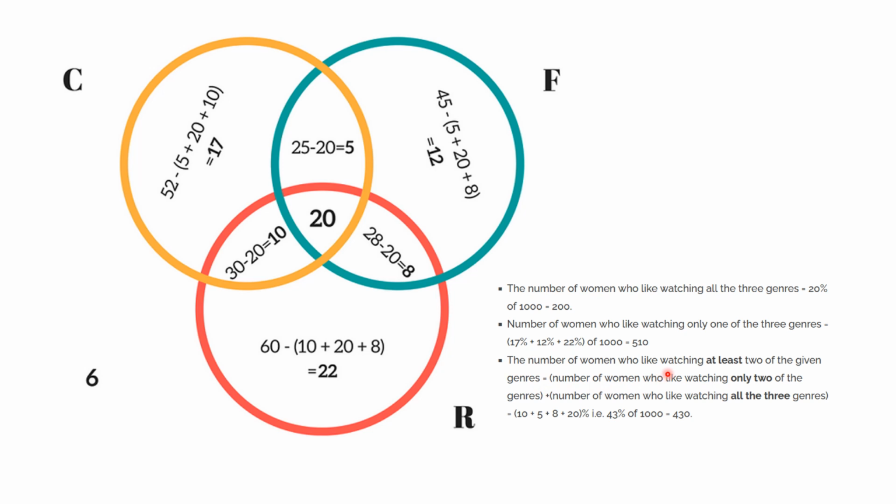And the number of women who liked watching at least two, that would be at least two, is these and these, and you have to worry about those. And so there is 10, 5, 8, and 20. And so that's going to be 43%, or 430. So the answers you should have gotten were 200, 510, and 430.